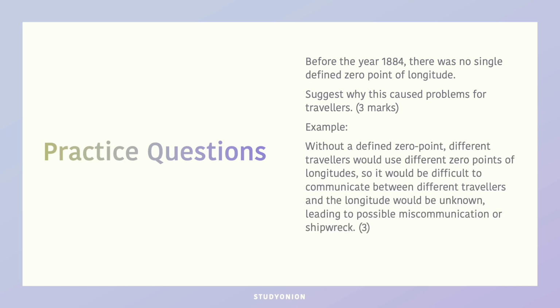So, without a defined 0 point, different travellers would use different 0 points of longitude, and so it would be difficult to communicate between different travellers using different maps, and the longitude would be unknown, leading to possible shipwreck. The marks for this question come from identifying around 3 consequences for why no defined point of longitude causes problems for travellers. When approaching this type of question, it's important to note the number of marks which are available and to give that many points in response to score all of the marks that are available.